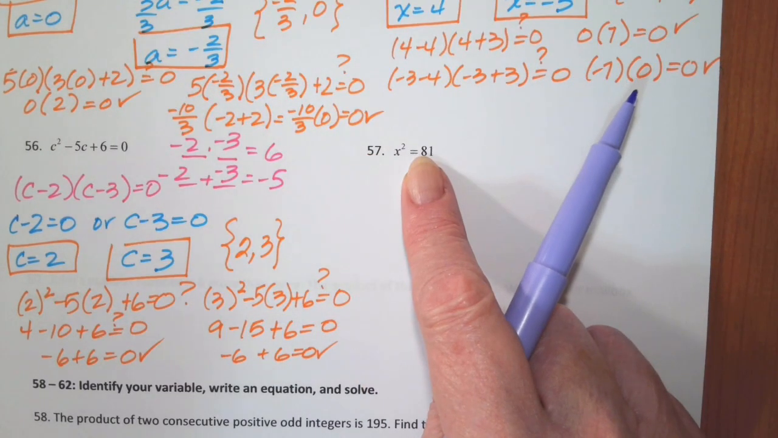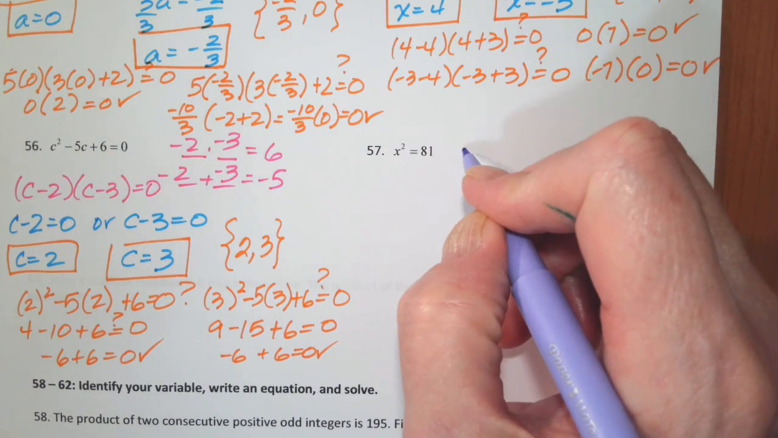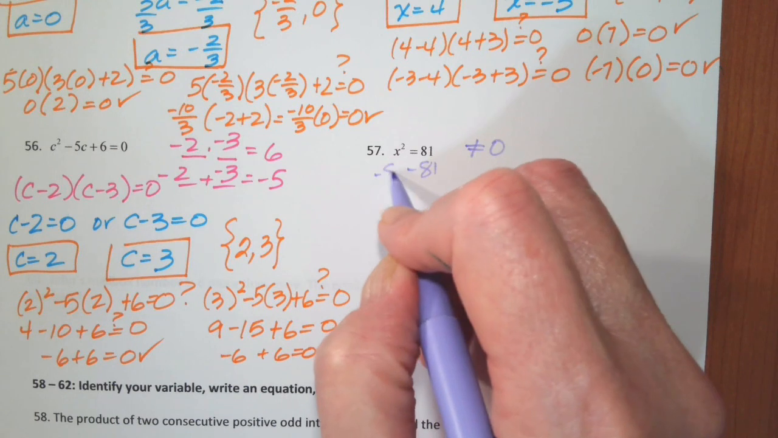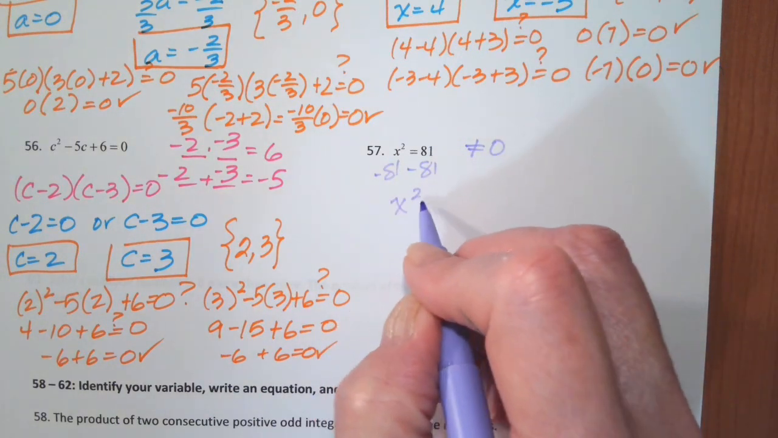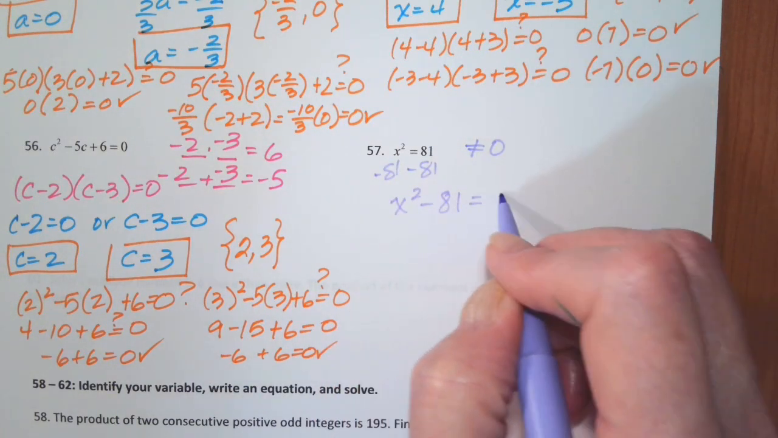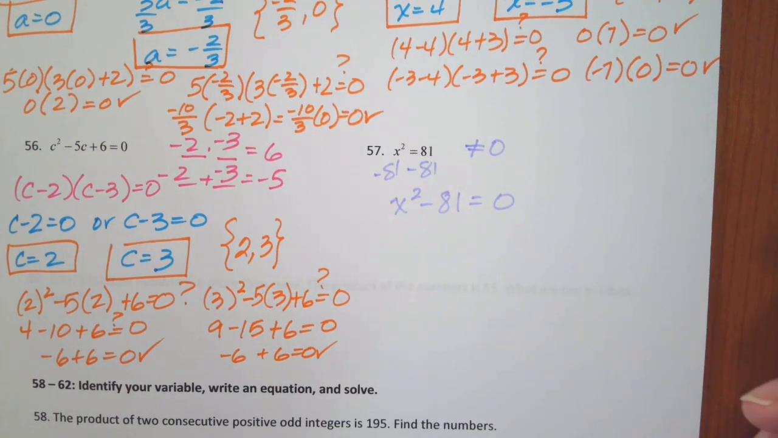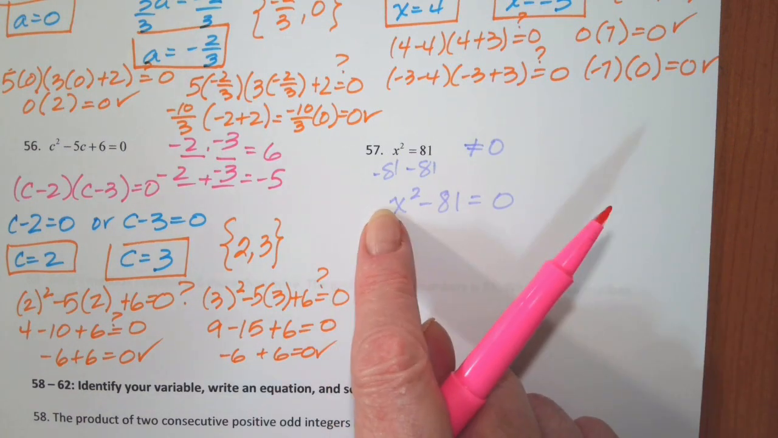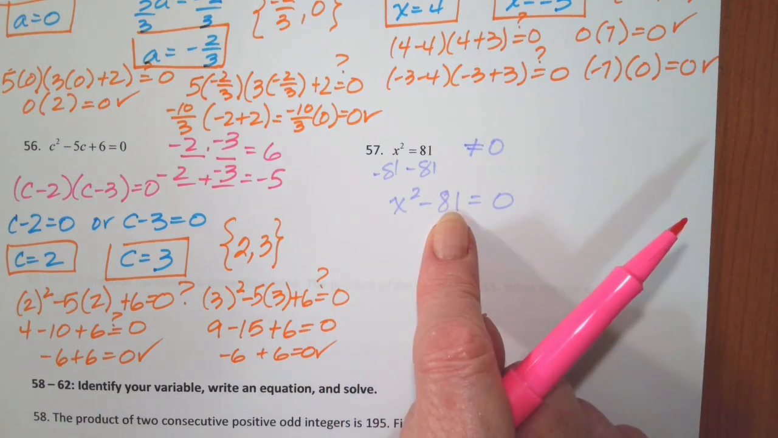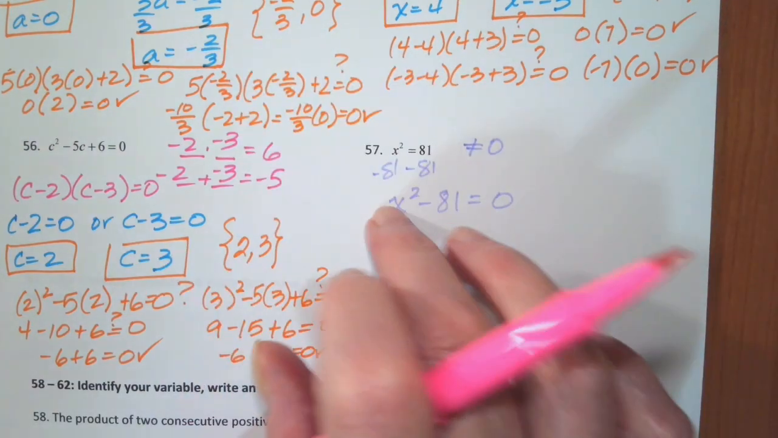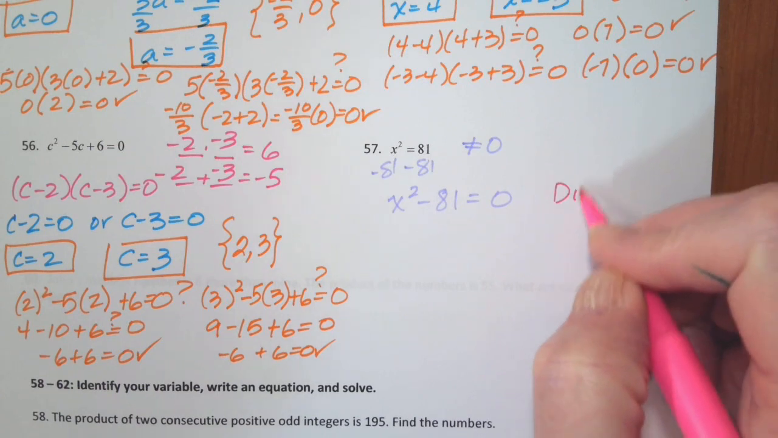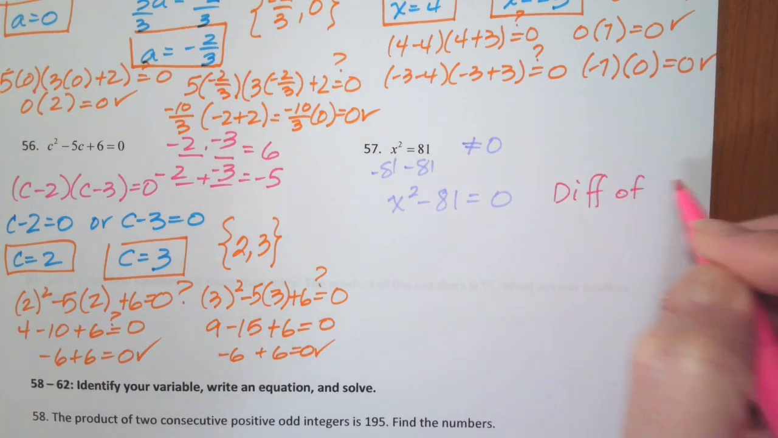Okay, x squared equals 81. It is not equal to 0. So I have to subtract 81 from both sides, and I get x squared minus 81 is equal to 0. Okay, so now when I factor it, there's no greatest common factor, but I do notice that both these numbers are perfect squares and that there's a minus sign. So this is a difference of squares.